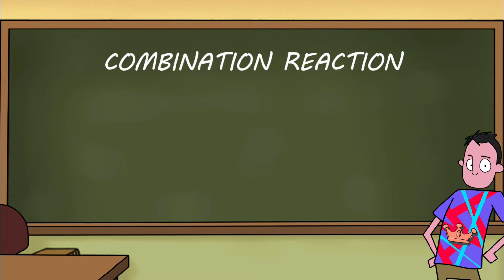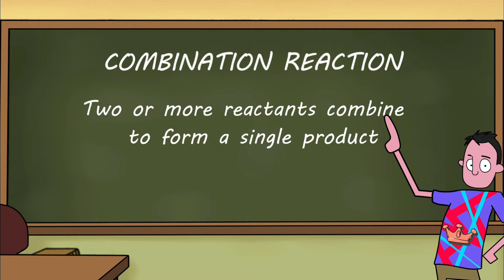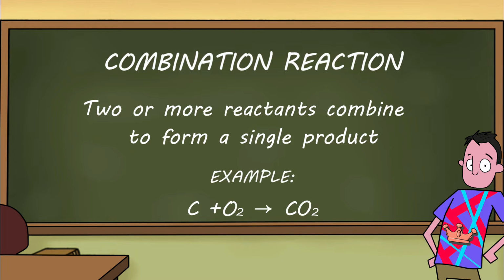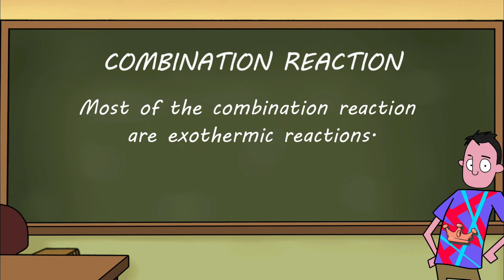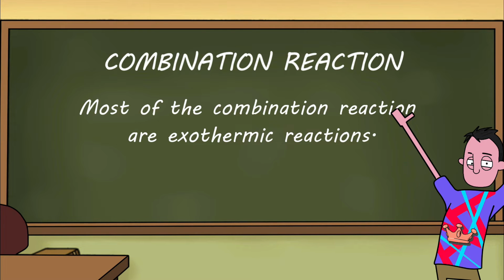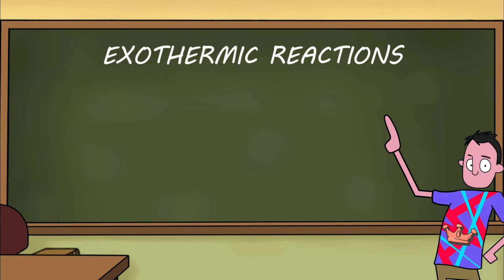Combination reaction. Two or more reactants combine to form a single product is called combination reaction. Example, carbon plus oxygen gives carbon dioxide. Most of the combination reactions are exothermic reactions. A question might arise in your mind. What is exothermic reactions?